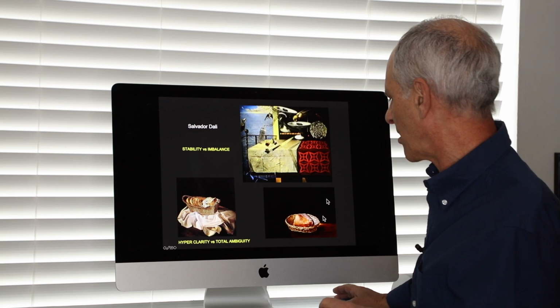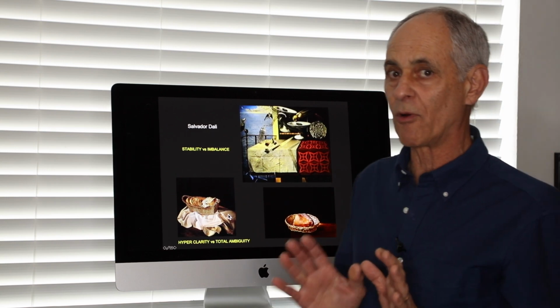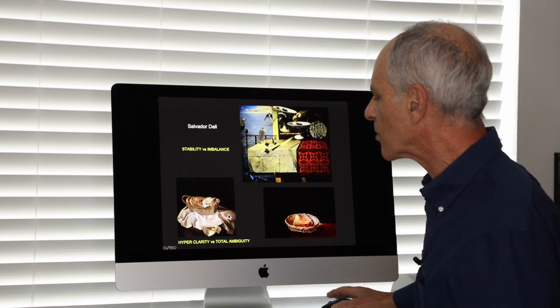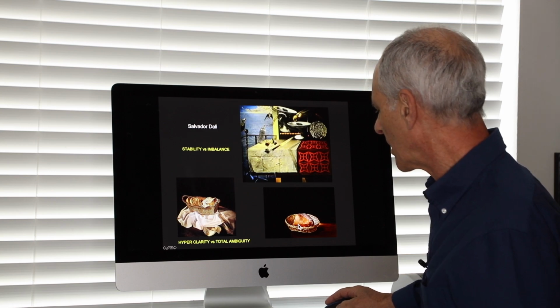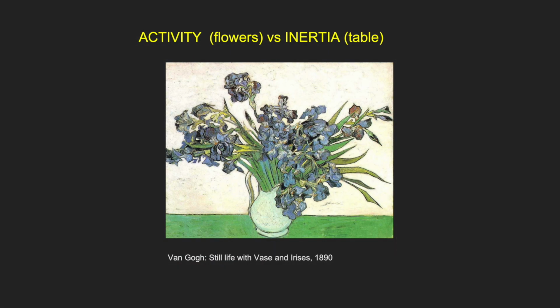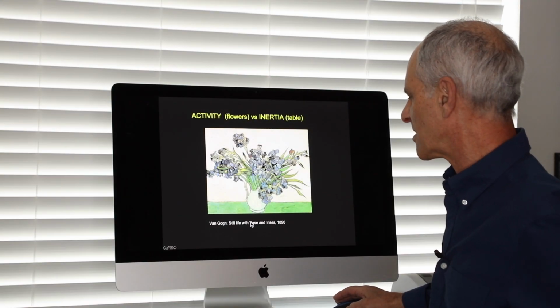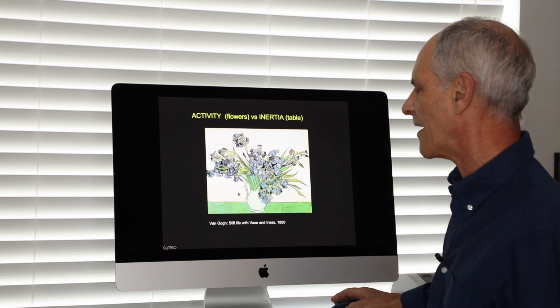It's all black back here. But the bread he is sure of. And so he is really saying something in his still life. Here's Van Gogh, activity, the flowers highly active, inertia, here's the table. His still life with vase and irises, 1890.